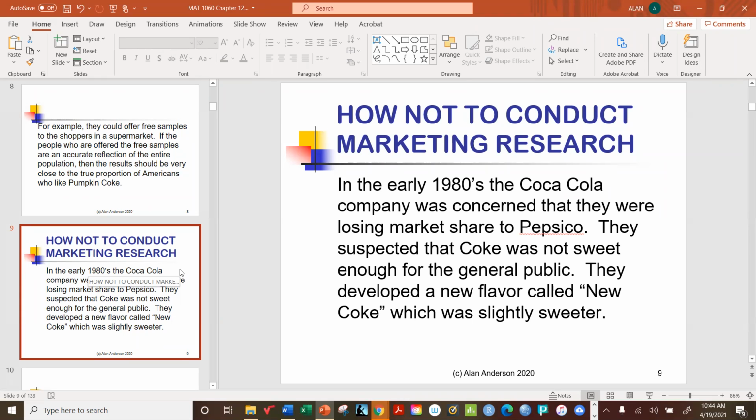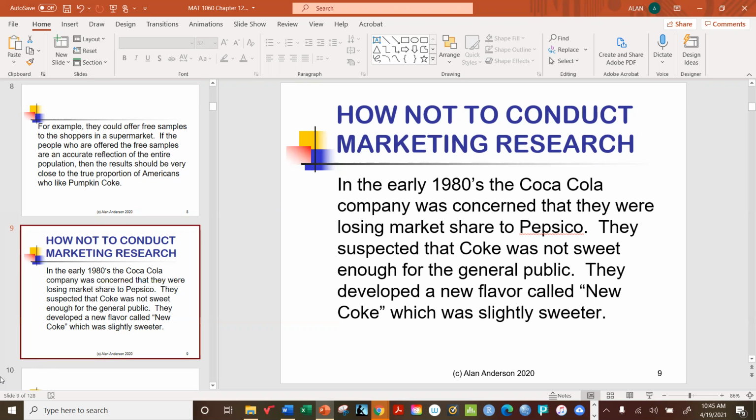Now, the problem is that Coca-Cola was worried about losing market share to PepsiCo. They were particularly worried that Coke was perceived as not being sweet enough for the general public. They were worried that PepsiCo was taking their market share because people preferred Pepsi, which is slightly sweeter than Coke, slightly being the key word there. So what they did was they had their researchers get together and create a new flavor, which they called New Coke, which was slightly sweeter, which they felt would compete very well with Pepsi.